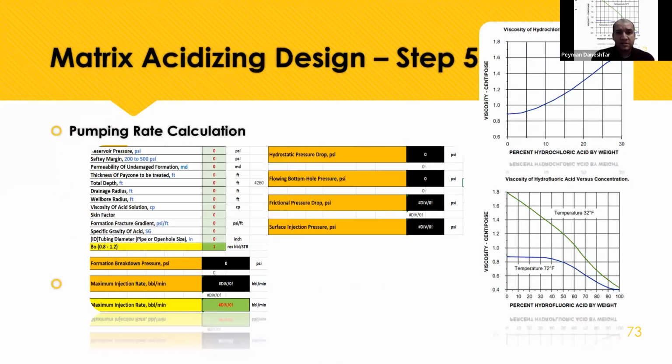Here, another step is the pumping rate calculation. Pumping rate calculation depends, again, on the volume, on the pressure, on the viscosity, on the radius of the damage, on the total, and on other parameters that you can see here.